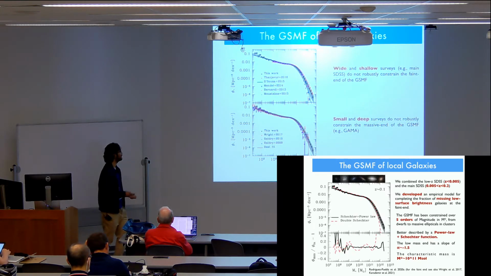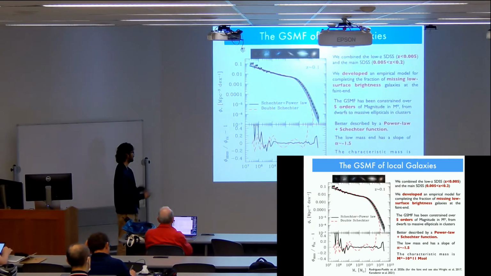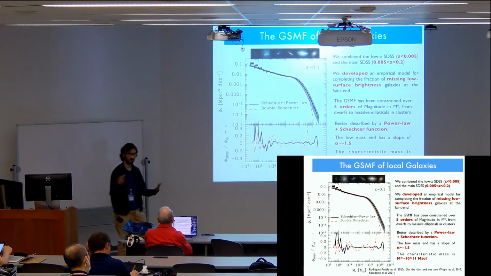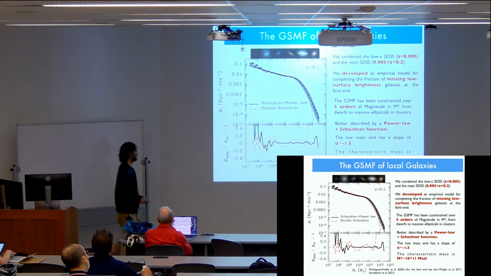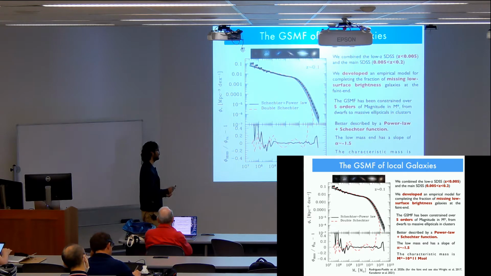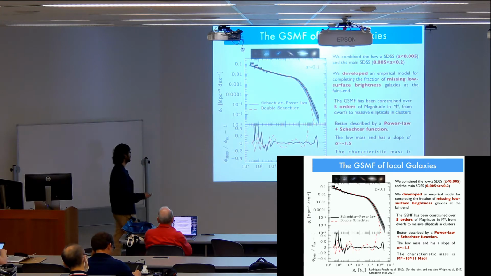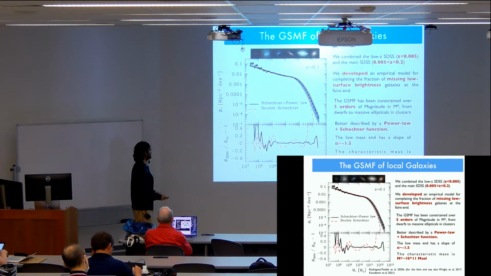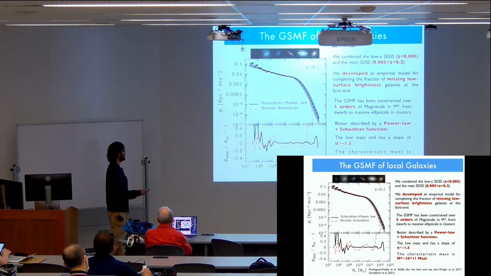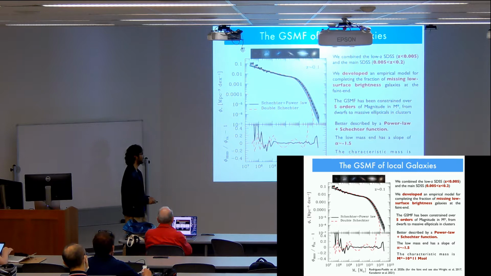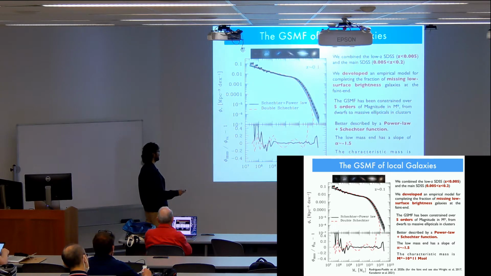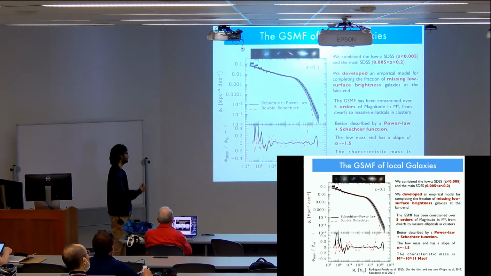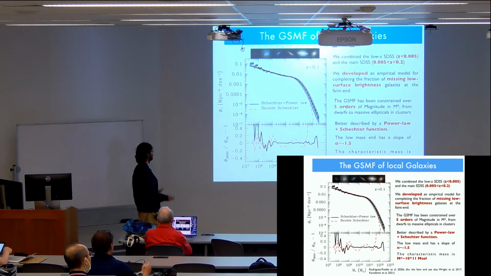I won't go into too much detail about that, I will just show the results. If you want to discuss more, please ask me in the break session, or you can send me an email. We combined two samples: the low SDSS, which is below redshift 0.005, and the main SDSS, which goes from 0.005 up to redshift 0.2.